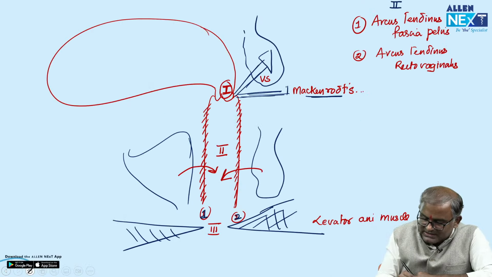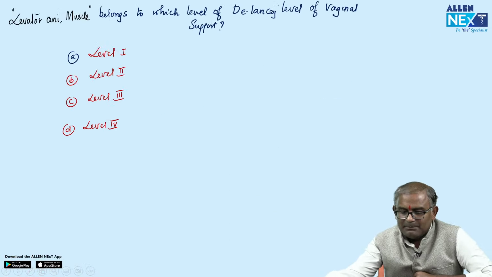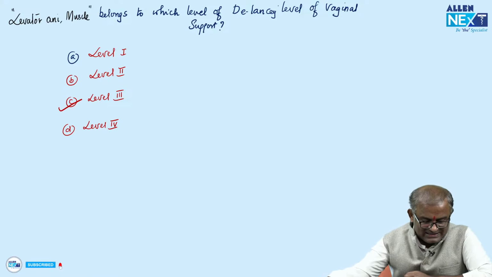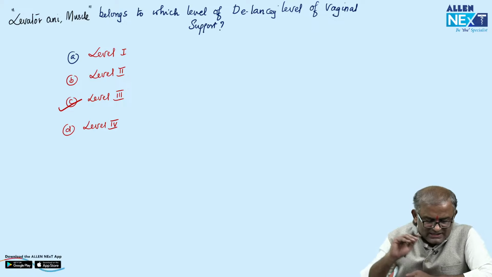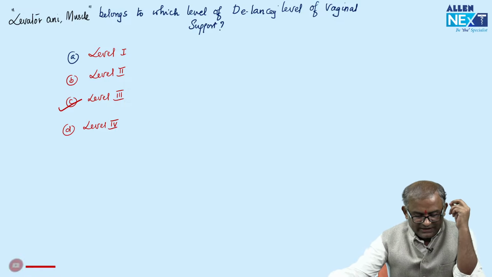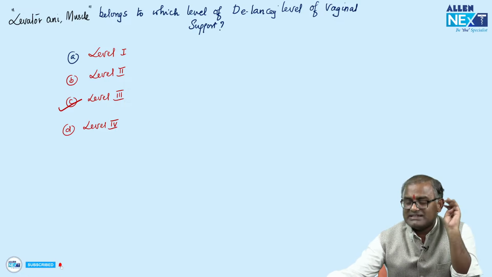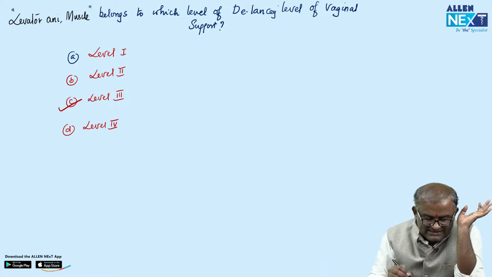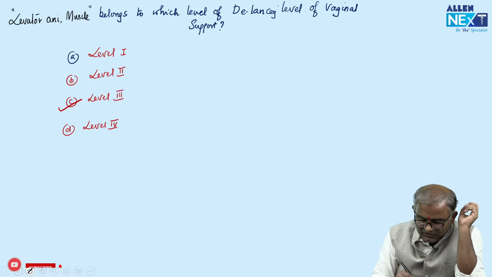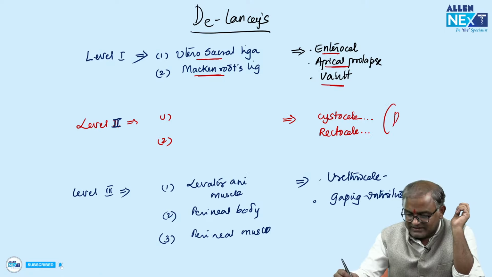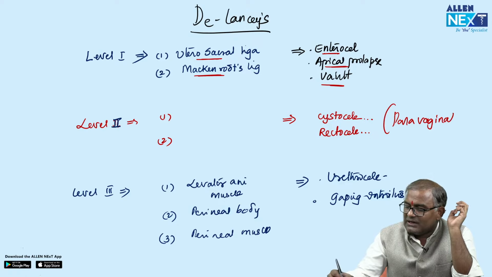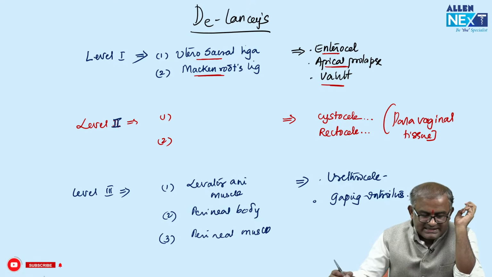Now, what is the answer for this question, dear doctors? Levator ani muscle belongs to what DeLancey support? Definitely it is level 3 DeLancey support. No, rectocele is not level 3. Rectocele is always level 2. Is it clear, doctor? Level 3 is definitely urethrocele or gaping introitus. So that is definitely level 2. It is nothing but paravaginal defects, or paravaginal tissue. I think this is clear.